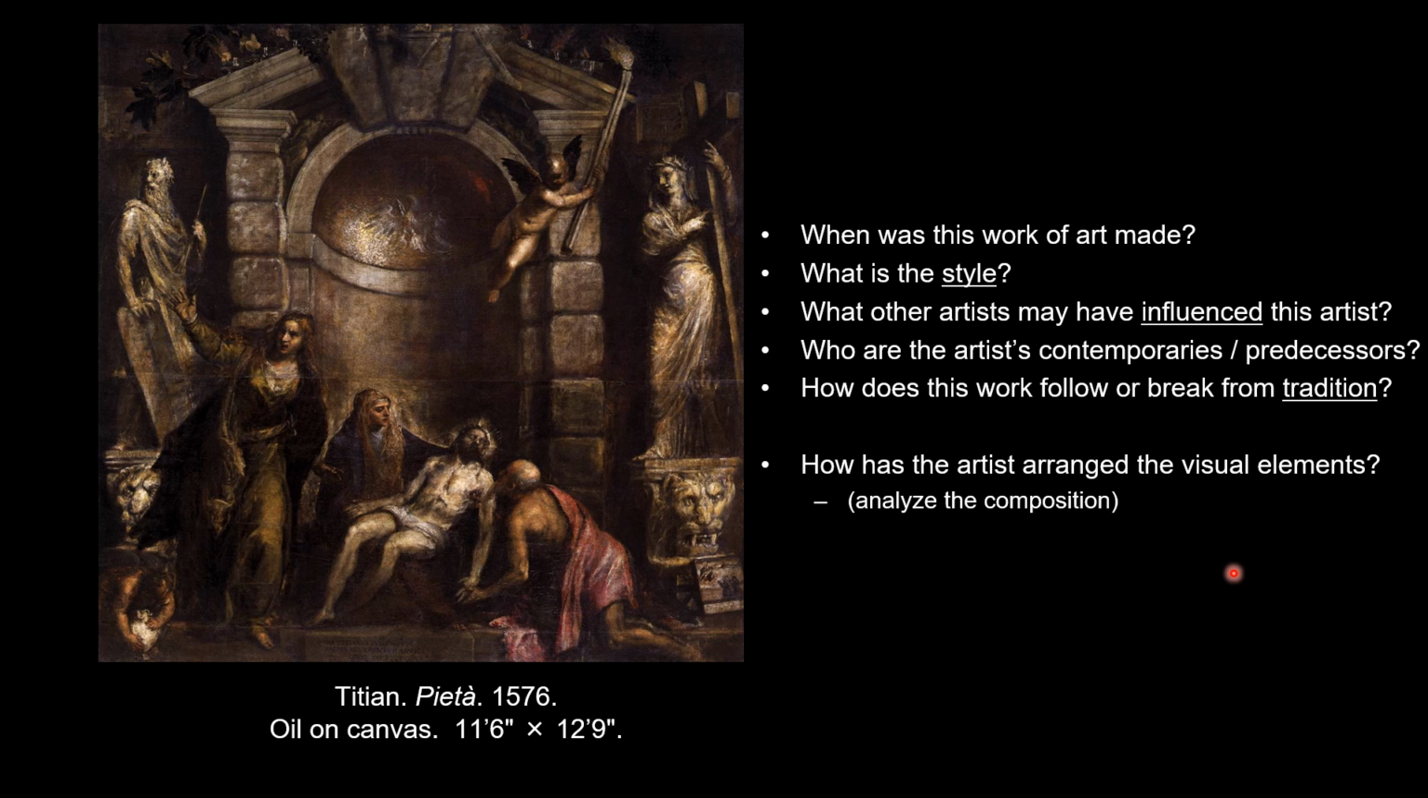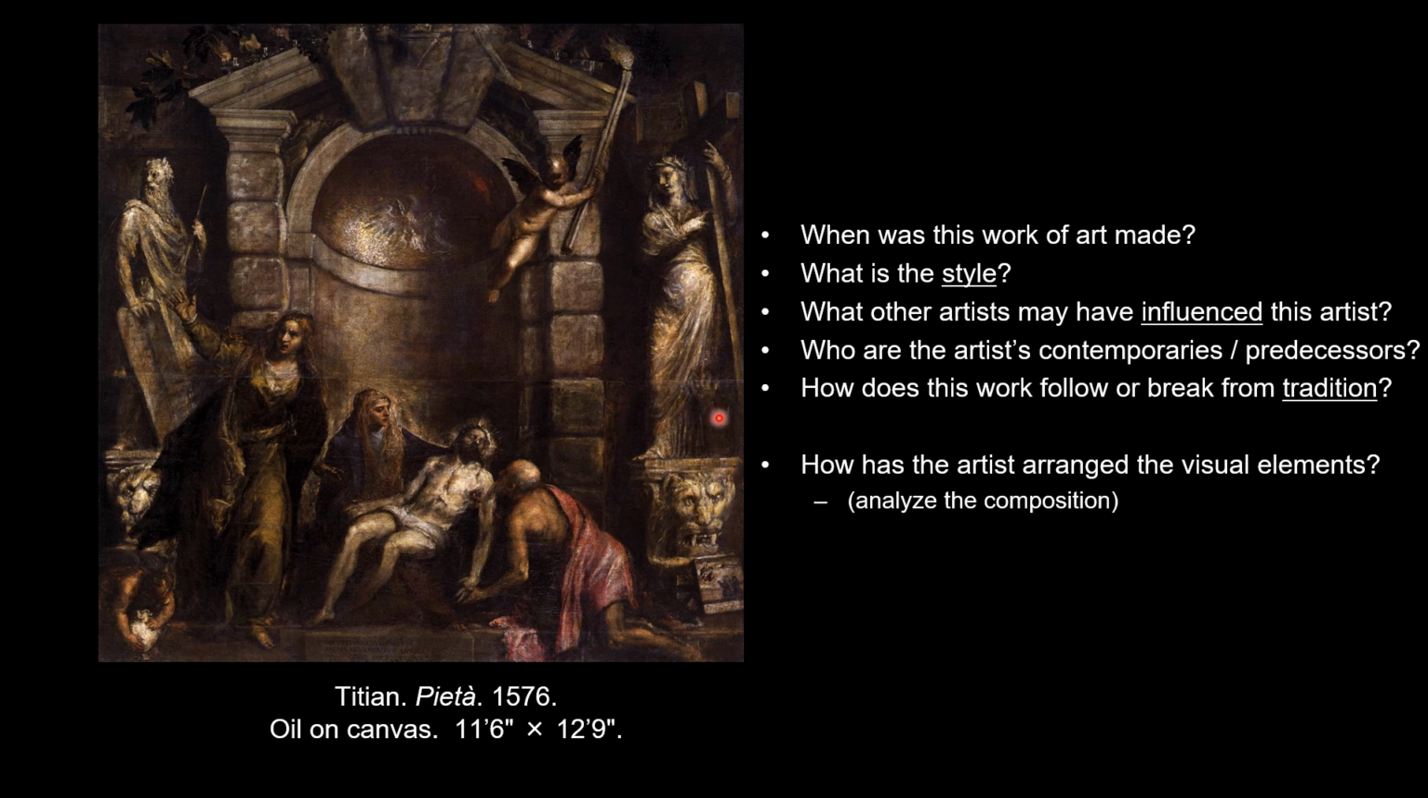But you'd also analyze the composition. So look at things like the size of the piece. As we can see here, 11 feet 6 inches by 12 feet 9 inches. This is a very large painting. It's actually the largest painting Titian ever made.